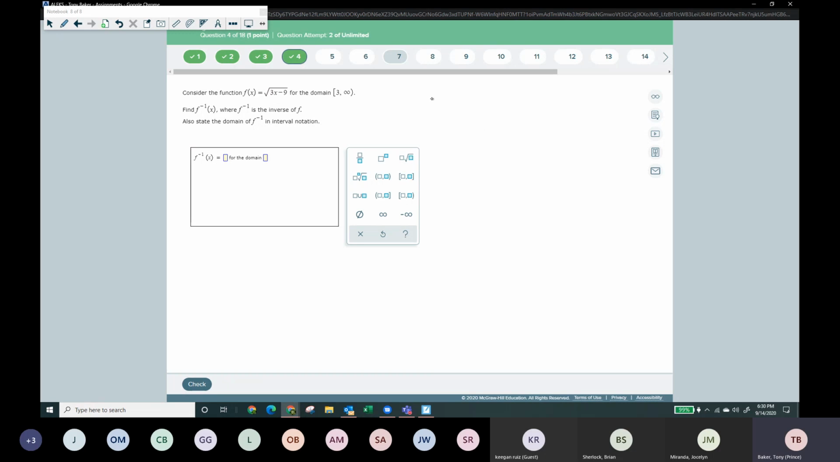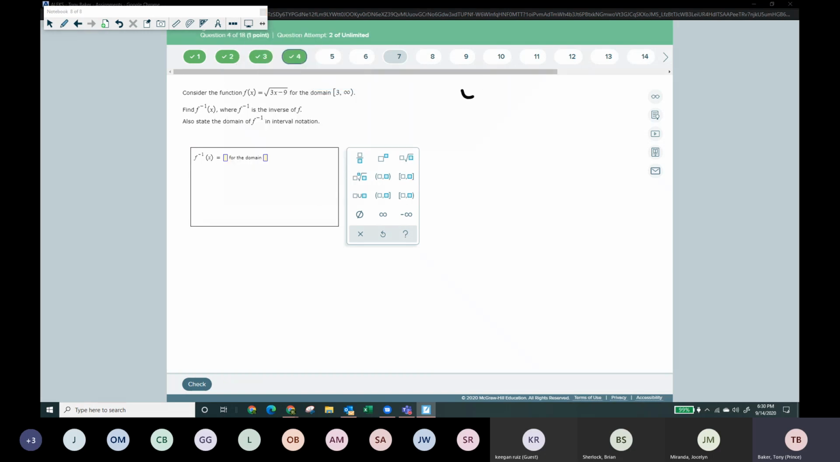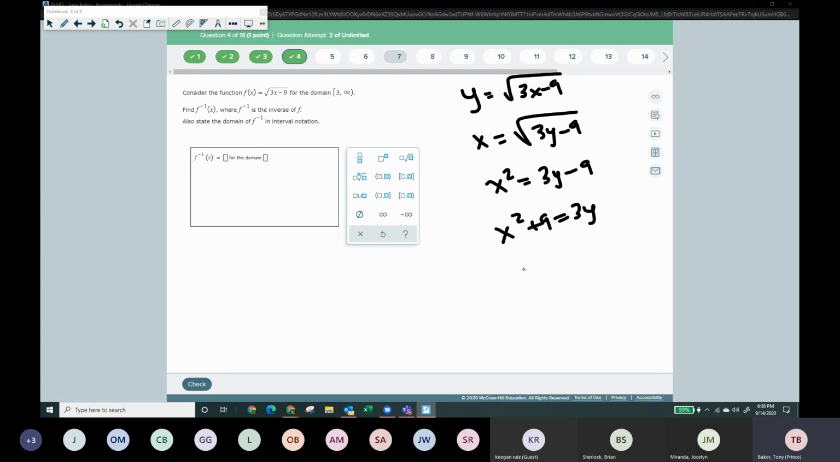All right, so we're going to take my original function and we're going to find the inverse of it. So I've got y equals square root of 3x minus 9. So x equals square root of 3y minus 9. So I have to square it first. So I got x squared equals 3y minus 9. So x squared plus 9 equals 3y. So x squared plus 9 divided by 3 equals y. So that's going to be my inverse function.